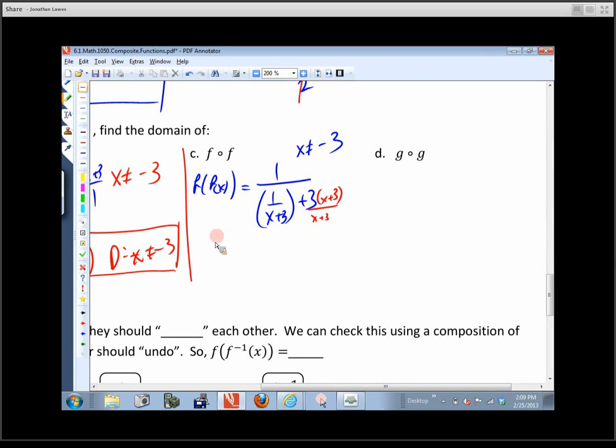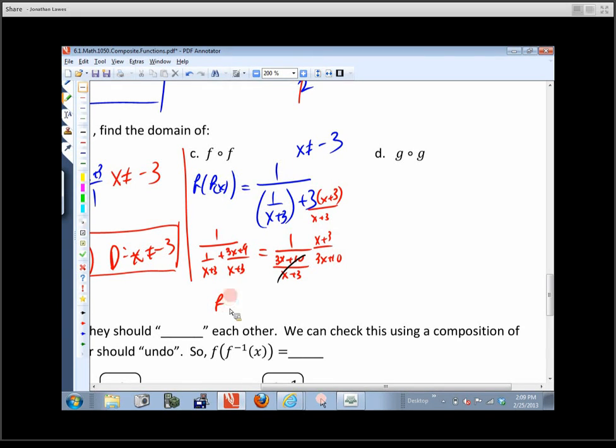So let's see, this is going to be 1 over x plus 3 plus 3x plus 9 over x plus 3. So this is 1 over, help me out here, isn't that 3x plus 10 over x plus 3? And then I'm going to flip this over and multiply. So that's going to be x plus 3 over 3x plus 10. If I multiply by 1, that doesn't change it at all.